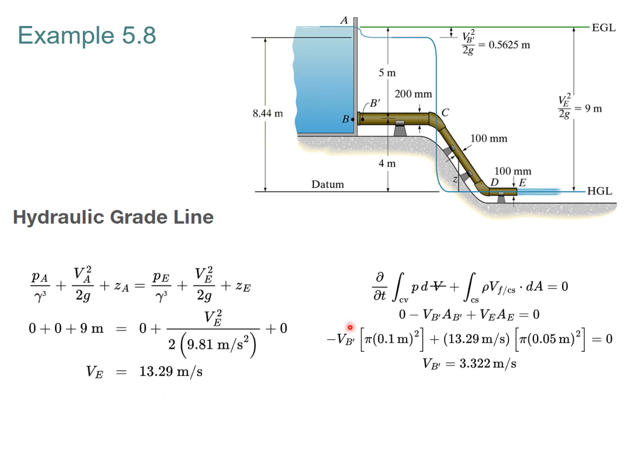Now, to find the velocity at B, we're going to use the continuity equation. So again, we're going to write our familiar continuity equation, and this line looks familiar to us. We know what V of E is now. We know the area at E, because we know the diameters of the pipes at A and at B. So we can calculate the velocity at B, 3.322 meters per second.